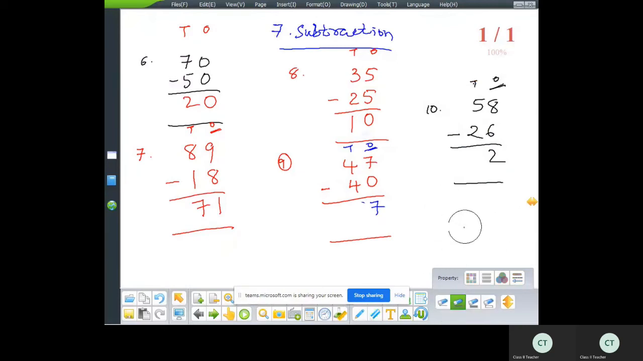Now subtracting on tens. The digits from the tens place are 5 and 2. 5 minus 2: from 5 we subtract 2. 1, 2, 3, 4, 5. From 5 we remove only 2 lines. After removing 2 lines, there are 3 lines. 5 minus 2 is equal to 3. 58 minus 26 is equal to 32.